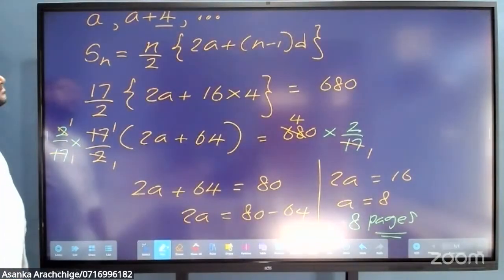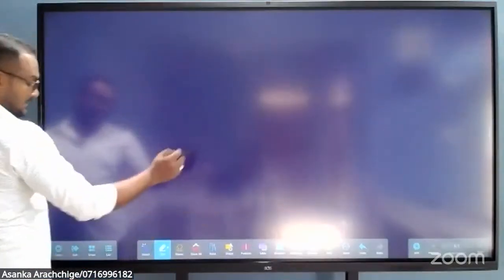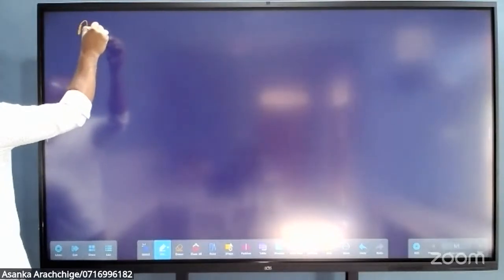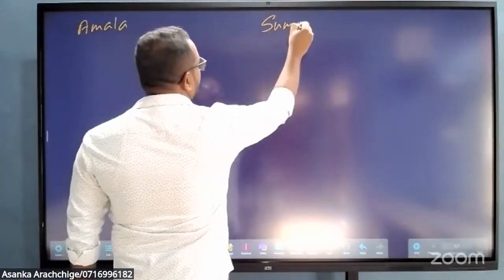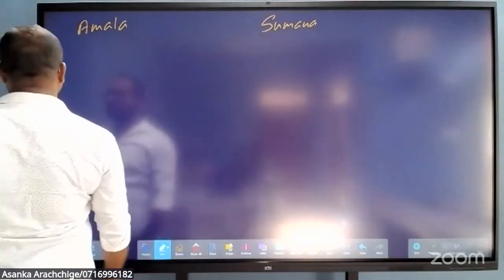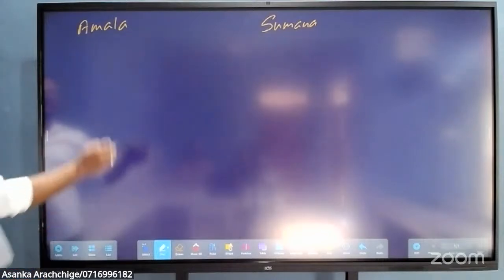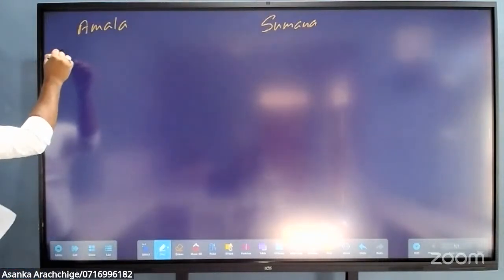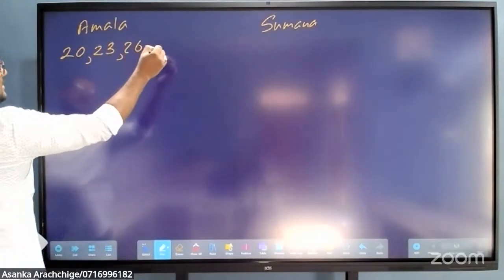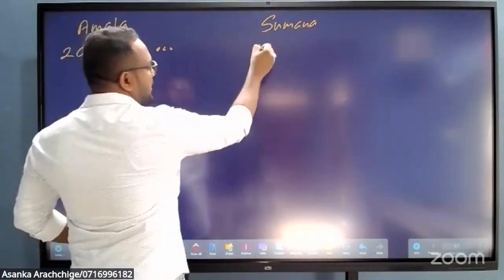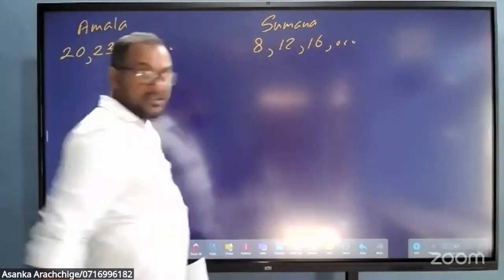Now the last one. Amala and Sumana. Now we know the patterns of both of them and the way they read the book according to the number of pages. Amala reads the book this way, 20 pages on the first day, then 23, 26, and so on. And Sumana, 8 pages, then 8 plus 4, 12 pages, 12 plus 4, 16 pages.